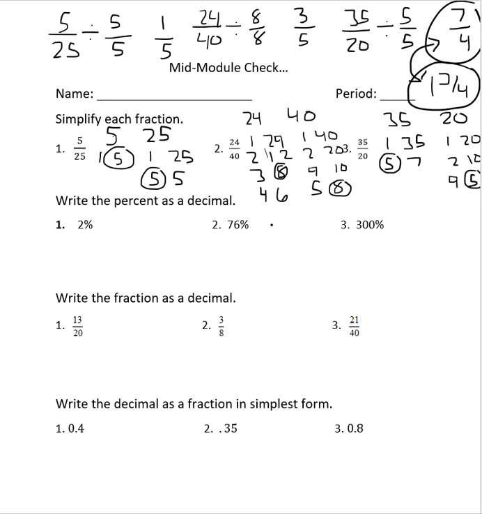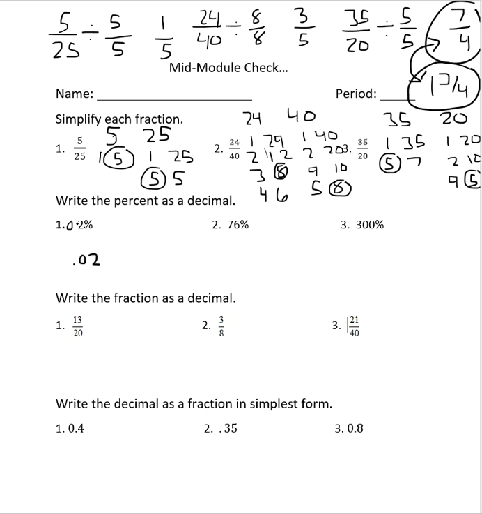Okay, now the next one, write the percent as a decimal. So remember that if you're going to go from a percent to a decimal, you have to divide by 100. And right now, the decimal would be right here, 2 point. Okay, so if we want to divide that by 100, we're essentially going to move the decimal 2 places to the left, which means we have to fill this in with a 0. Okay, so this becomes 0.02.